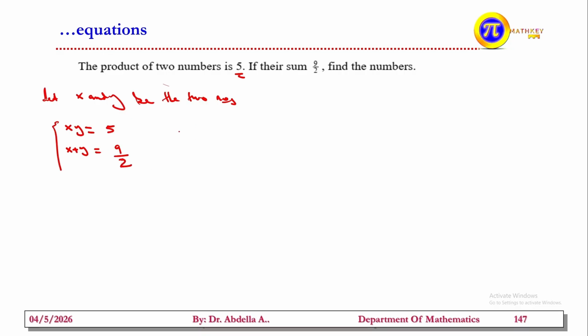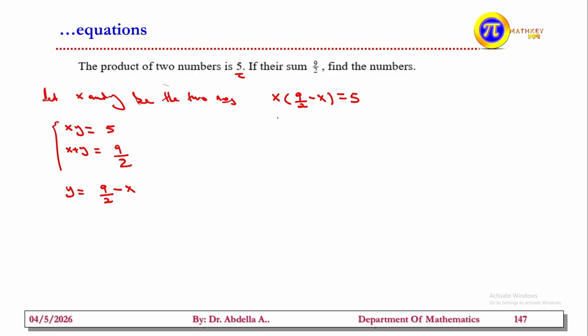After that we use substitution method. From the second equation, y is equals to 9/2 minus x. We substitute this 9/2 minus x into the first equation, x times y is equal 5. So x into y means x into (9/2 minus x) is equals to 5.